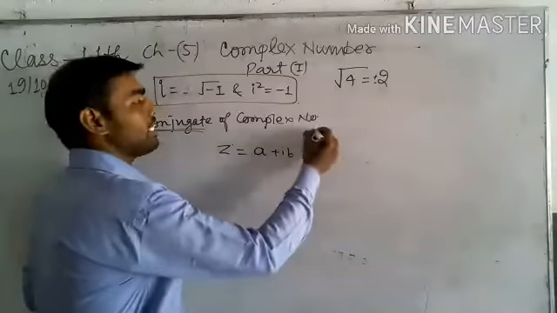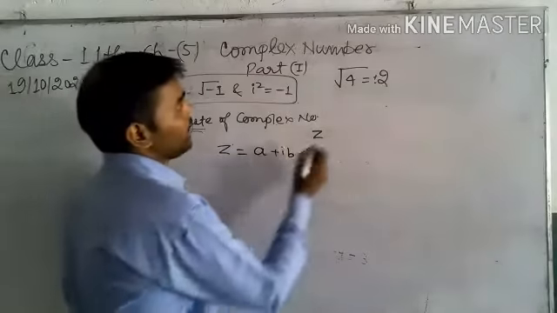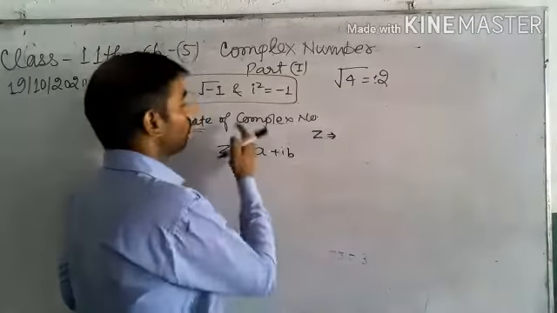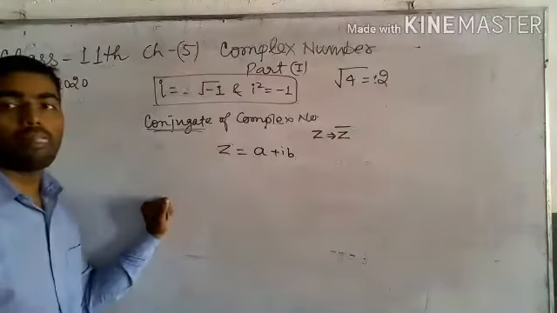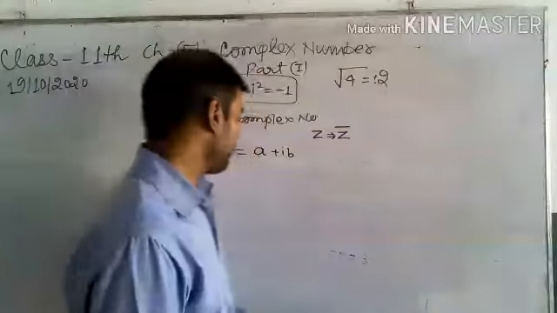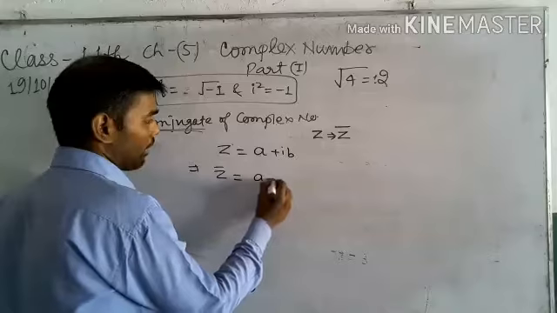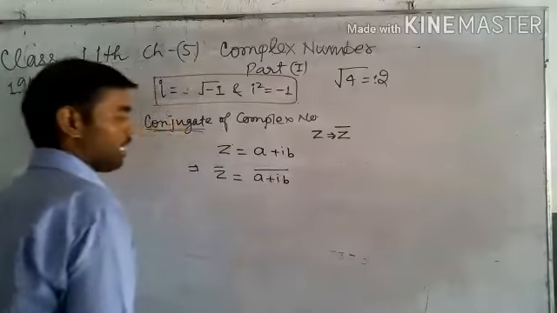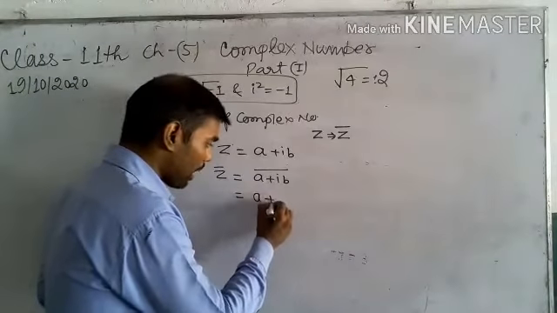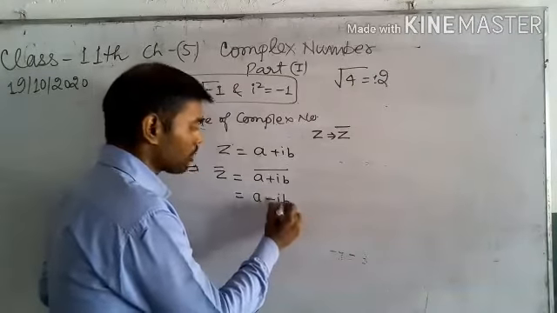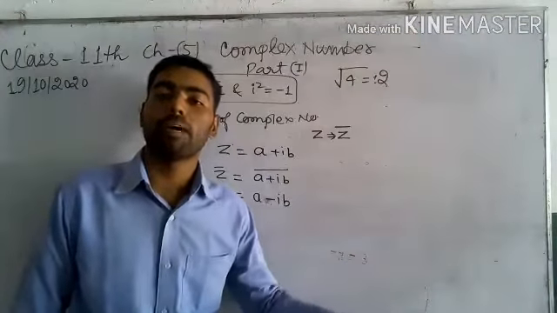So if z is the complex number, then the notation of the conjugate of this complex number is z bar. It means the conjugate of z is z bar, which is equal to the bar of a plus ib, and this form changes to a minus ib. In the conjugate of a complex number, the sign of the imaginary part is changed.